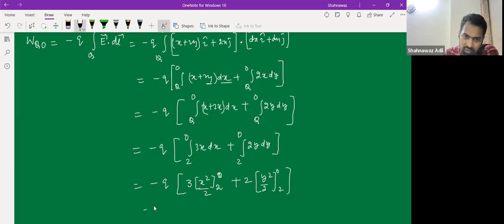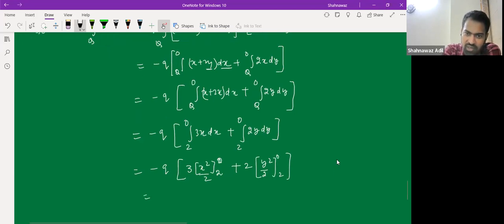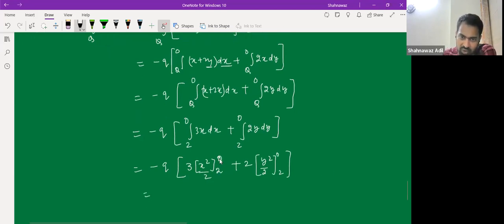So this would give us how much? First we have to put the value of the upper limit. And 2 is constant, so it is taken outside. 3 by 2. First we take the upper limit, so 0 square, and then the lower limit, 2 square. And then we have 2 taken outside, 0 square minus 2 square.